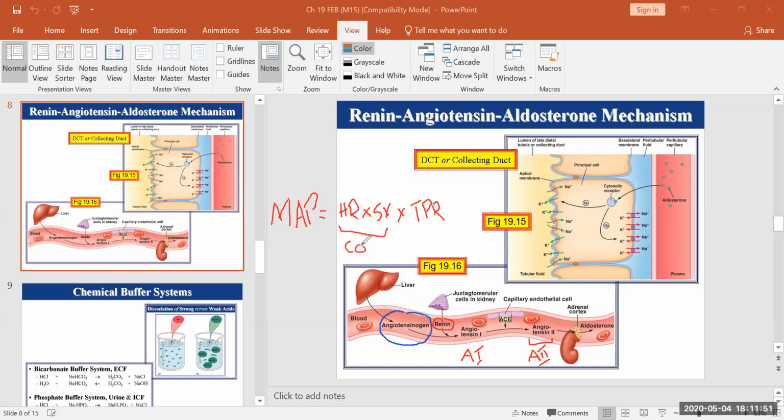This is one of the questions from the previous exam. The question was asking you to ignore cardiac output, and what would be the consequence of norepinephrine acting on alpha adrenergic receptor? If you ignore cardiac output, the only way that it can affect MAP is TPR. So if it binds and causes constriction, it will increase TPR. If it increases TPR, then it will increase MAP. That's the connection that you will need to understand.